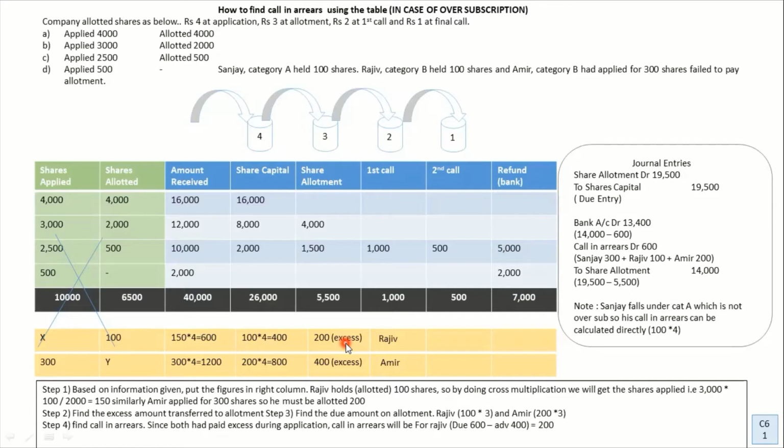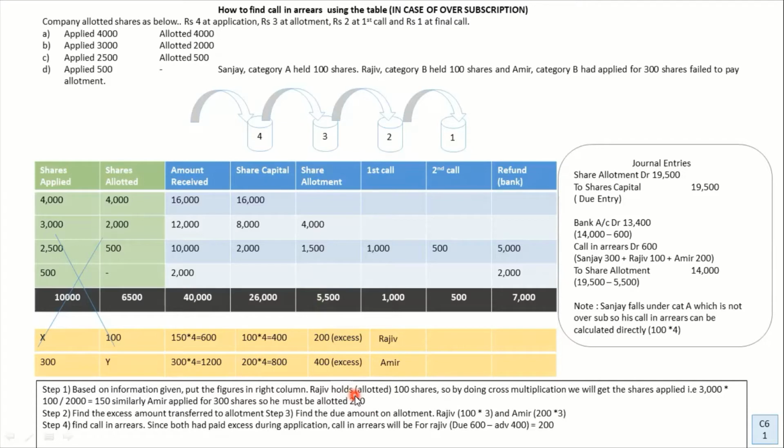Now when we have to make the call due for allotment, the amount due for allotment, how do you do it? He was holding 100 shares into 3. 100 into 3 is what you're going to ask. So basically he is due for 300 rupees. But if he is insolvent, you cannot say 300 is at fault because he already paid 200 excess. So 300 minus 200, you will know that the call in arrears is only and only 100 rupees.